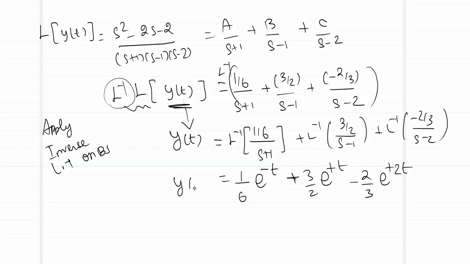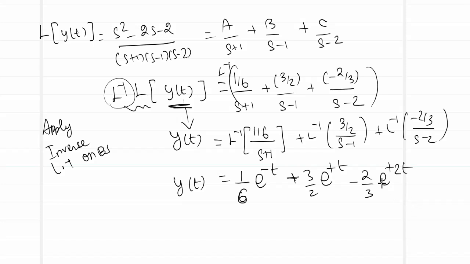Hence, I have arrived at the value of y of t, the solution of the given differential equation, as 1 by 6 e power minus t plus 3 by 2 e power t minus 2 by 3 e power 2t, which is a combination of both your complementary function and a particular integral. So directly this becomes our general solution of the differential equation.